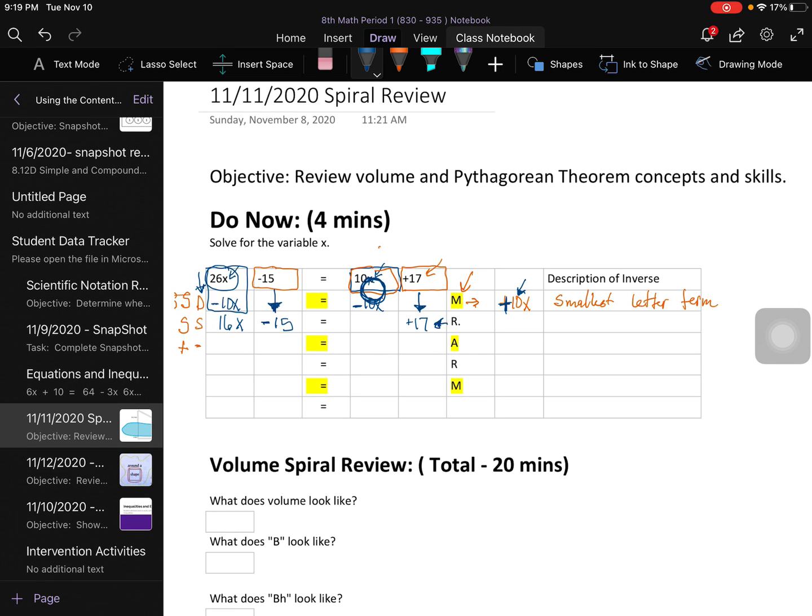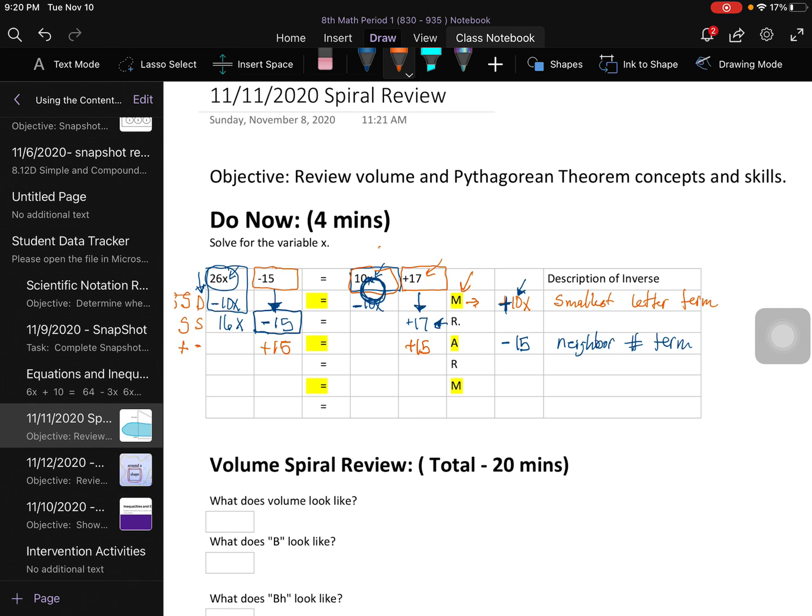Now, we're going to choose the neighbor number term. All right, and that neighbor number term is a negative 15 because this neighbor is a letter term, 16x. So we write negative 15 right there. That's what we chose. But our inverse is going to be the opposite operation. So that would be a positive 15 on both sides.